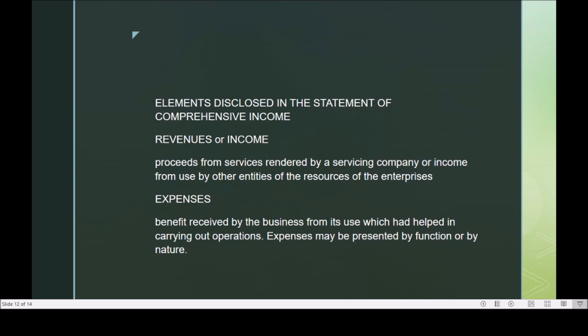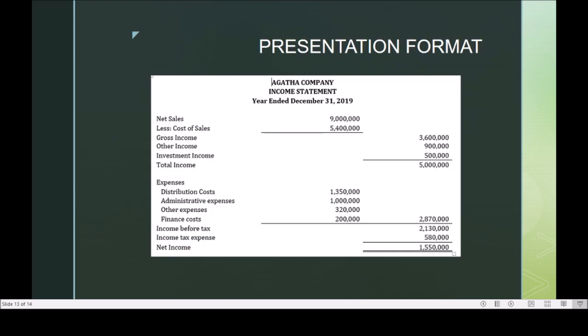Okay? Ano po ba itsura ng statement of comprehensive income, or the income statement? I-represent ko lang yung simple income statement. This is the presentation format of an income statement, which is very much common in the real world. It provides the net sales, the cost of sales, and then the difference or the gross income. Then we add other incomes to come up with the total income. And then we deduct expenses. Itong mga expenses na to, we have distribution costs, administrative expenses, other expenses, and finance costs.